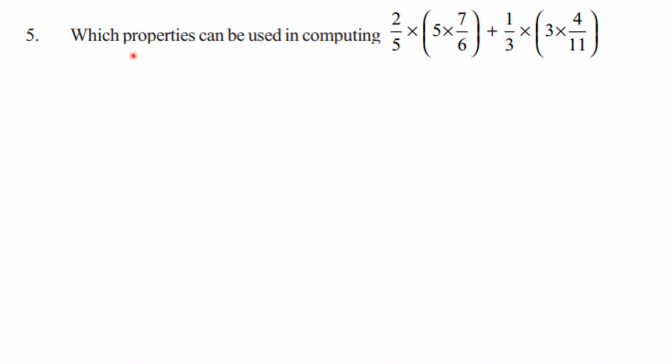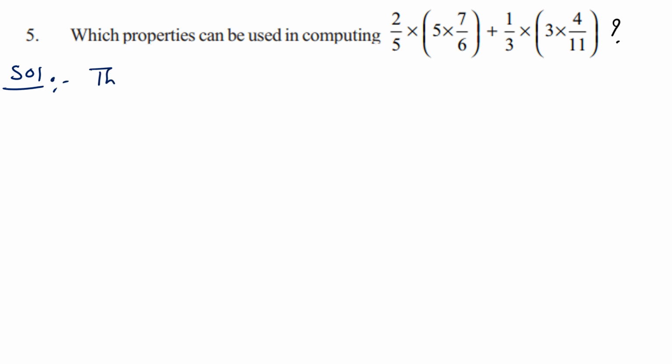Question number 5. Which properties can be used in computing 2 by 5 into 5 into 7 by 6 plus 1 by 3 into 3 into 4 by 11? Okay. Let us write that answer here. So write the solution.